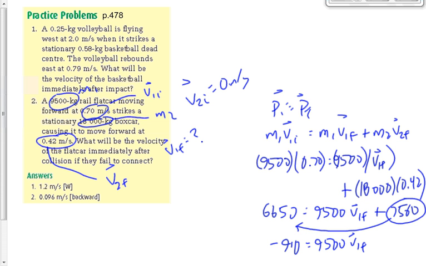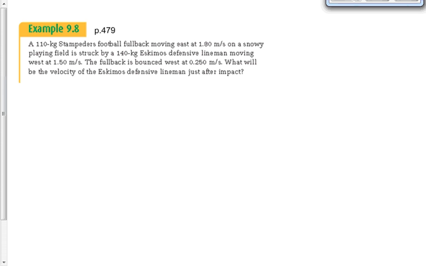That's just a division, right? So 910 divided by 9,500 gives me 0.096. And notice it's a negative value, which is exactly what we should get there. Okay? Good there? All right, I want to do one more example for us here. One more example, and that's the last one that I want to do for you today.